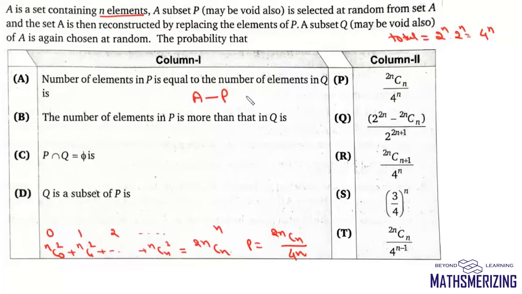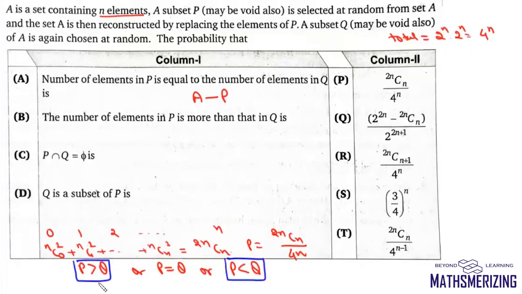Now the second one is number of elements in P is more than that in Q. Now we'll have three cases. Either P will have more elements than Q, or they'll have same number of elements, or number of elements in P is less than number of elements in Q. Now there is no difference between the two sets and their conditions. That means number of elements in this case will be same as number of elements in the other case.